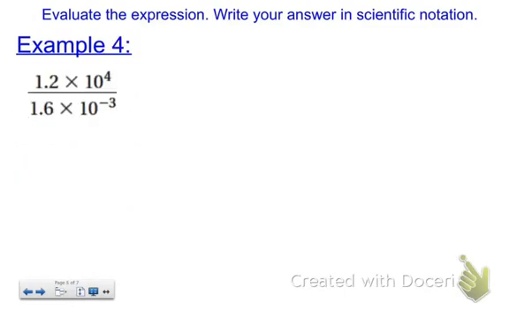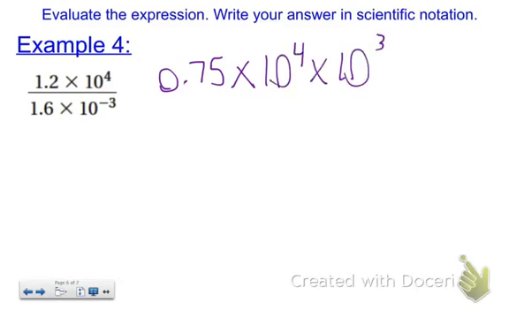Okay, and for our last example, again, our rules of exponents still apply. This time we're dividing. 1.2 times 10 to the fourth over 1.6 times 10 to the negative 3. So here we're going to divide 1.2 and 1.6 just like we normally would. So we end up with 0.75. And remember, if we have a negative exponent in the denominator, we can put it in the numerator and make it positive. So 10 to the fourth times 10 cubed, well, that just becomes 0.75 times 10 to the seventh.